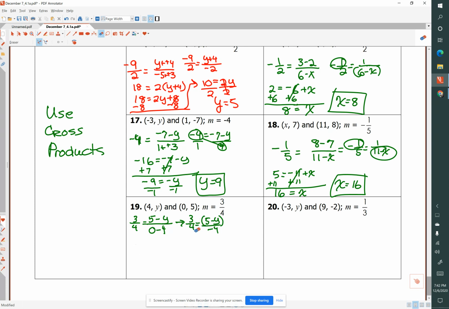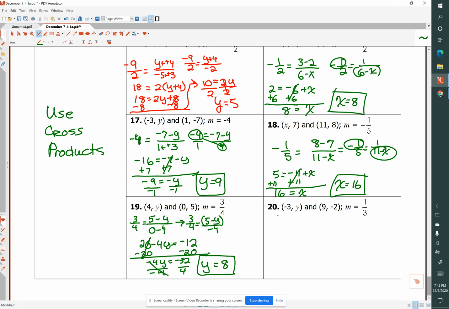Okay, 3/4 equals 5 minus y divided by negative 4. So that should be 20 minus 4y equals negative 12. Now we'll subtract 20 from both sides. That's where my mistake was. Negative 4y equals negative 32. Divide both sides by negative 4, and y equals 8.